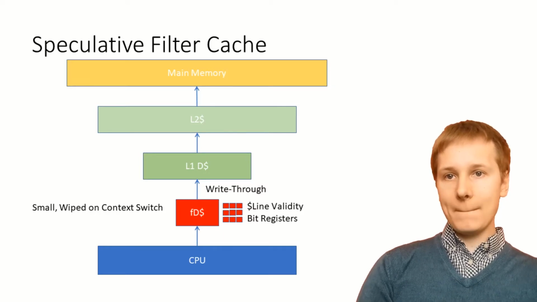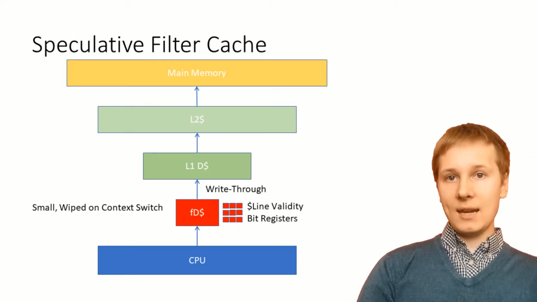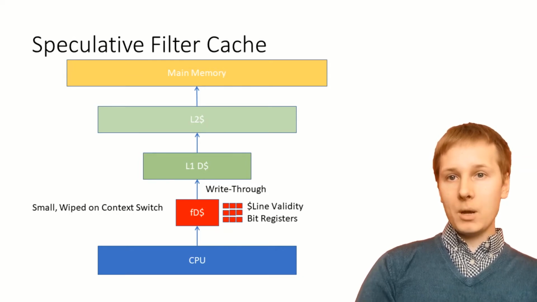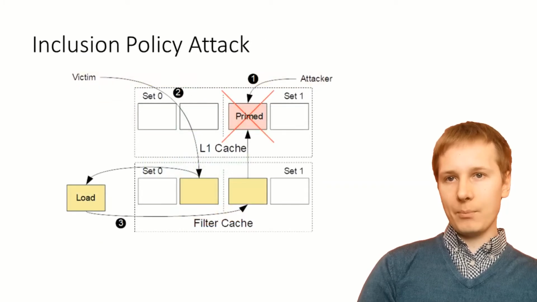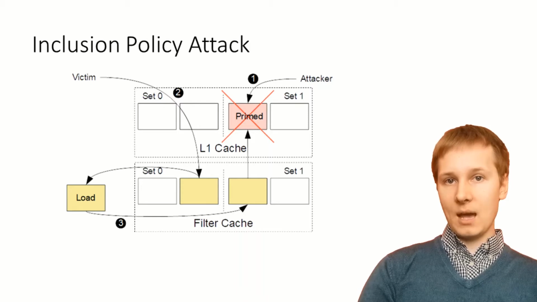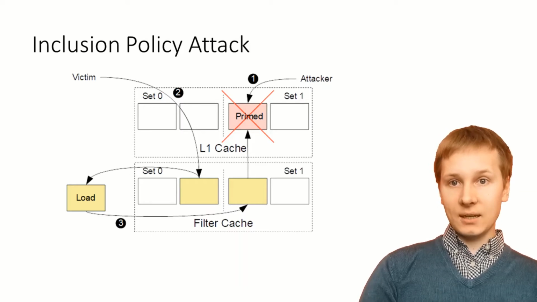Now, that means that we can wipe the filter cache whenever any state might become vulnerable, but it doesn't show how we keep the invariant that no state elsewhere in the cache hierarchy can be affected by it. As an example of how things can go wrong, consider the example attack on screen. If the filter cache is inclusive with respect to the L1 cache, then the attacker can prime the L1 cache and cause it to be evicted by a speculative access by the victim in the filter cache. Exclusivity can cause a similar problem.